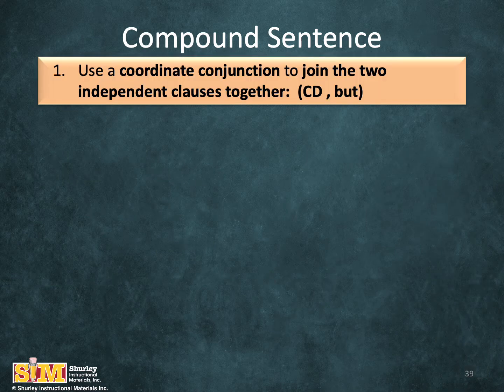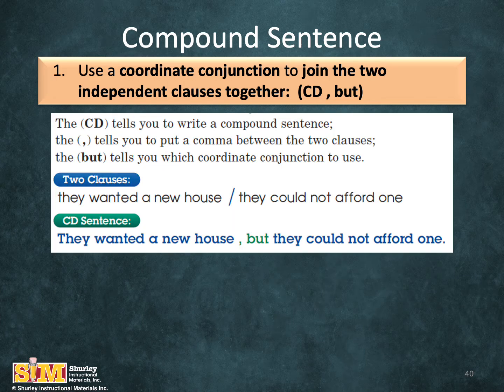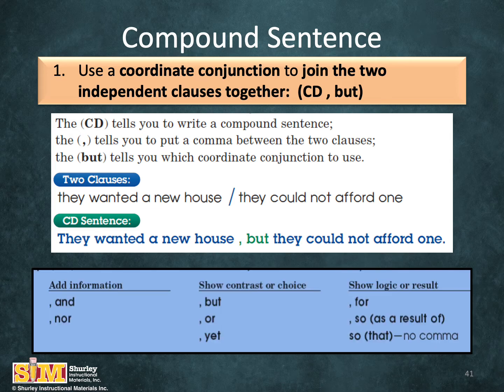Here students make a compound sentence using the coordinate conjunction but, making sure they place a comma between the 2 independent clauses. The CD tells you to write a compound sentence. The comma tells you to put a comma between the 2 clauses. The but tells you which coordinate conjunction to use. The list of coordinate conjunctions is categorized according to the reason for joining together the 2 independent clauses.